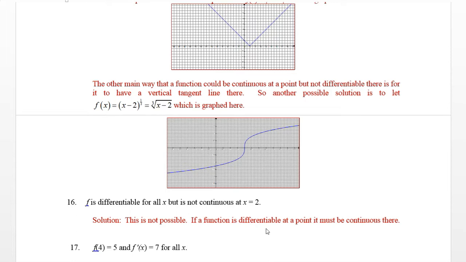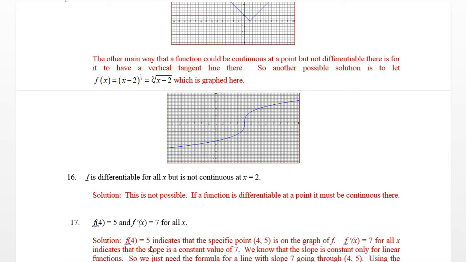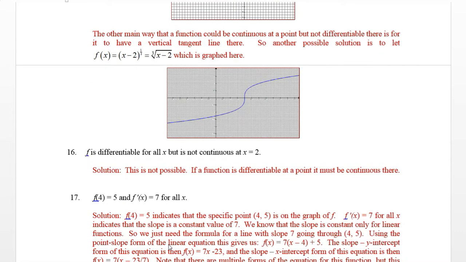Well, hopefully you realize that f of 4 equals 5 says that the specific point (4, 5) is actually on the graph. And when we say the derivative is 7, we're saying the slope of that graph is 7 everywhere. Well, a graph that has a constant slope is a linear function. So the only way you can have a constant slope is to have a linear function. So can we make a linear function with slope 7 and going through the point (4, 5)? Yep, there's just one of those. So there's only one possible answer here.